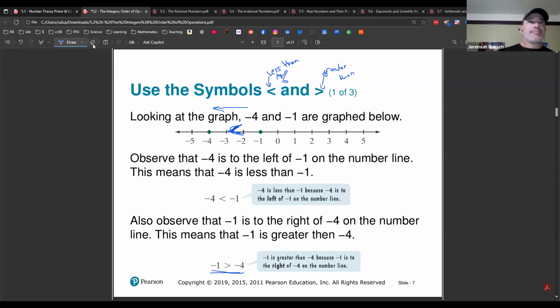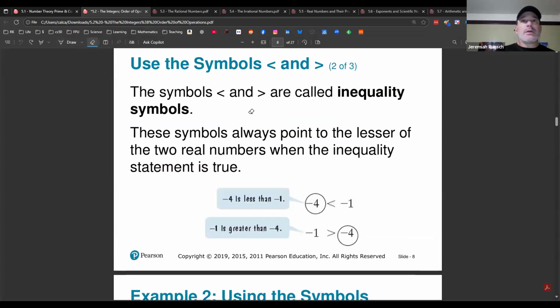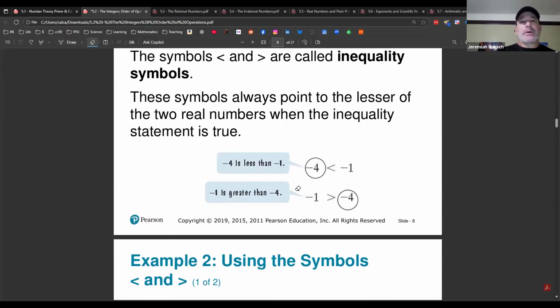All right, let me clean those off. And then we can talk a little bit further about the inequality of these symbols as well. These are called strict inequalities because there's no equality option available. They are strictly less than or strictly greater than.